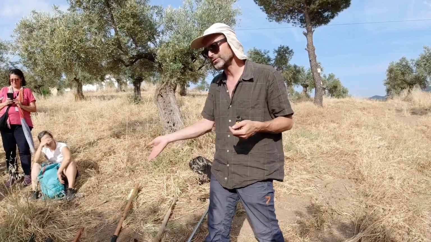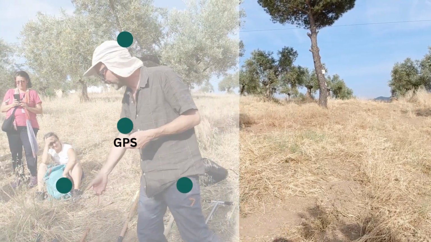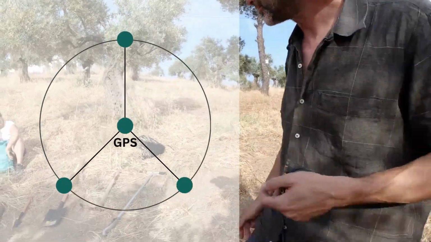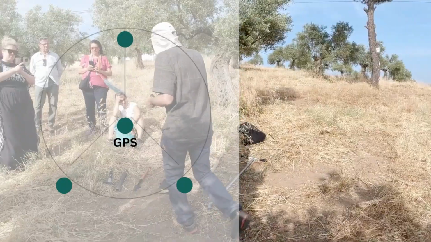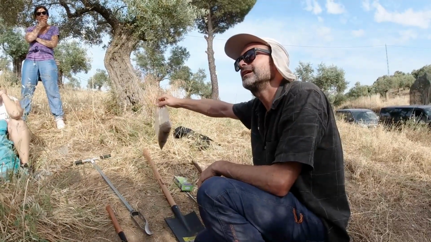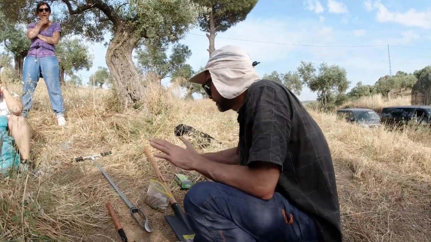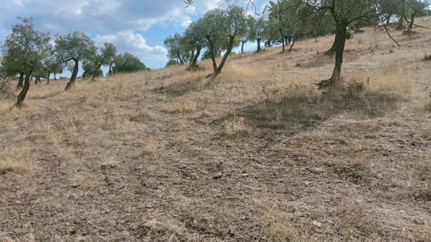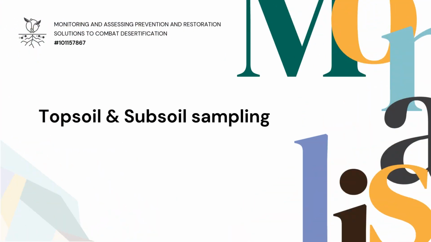At each location, take 4 subsamples arranged in a cross or Y pattern, spaced roughly a couple of meters apart, to represent the area. These 4 subsamples will be combined into one composite sample for each depth. Record the GPS coordinates for the sampling point and note land use and any site constraints.